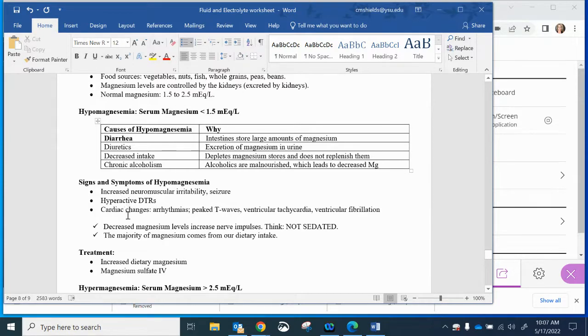We see, again, like I said, it's not one of the electrolytes that are in the action potential, the sodium, potassium, calcium pump, but the magnesium levels have to be normal for that to function properly. So when somebody has hypomagnesemia, it can lead to dysrhythmias, peaked T waves, VTach, VFib, can put them into ventricular dysrhythmias just like a low potassium does.